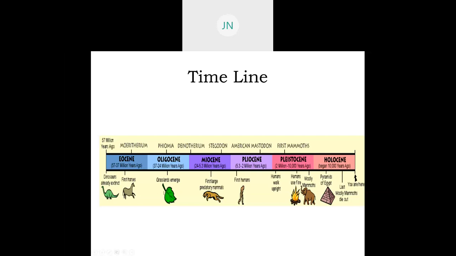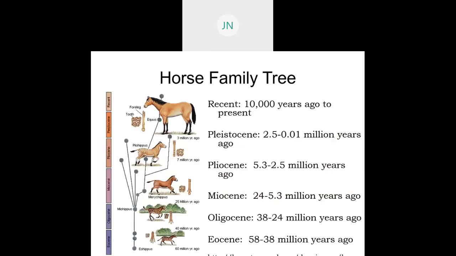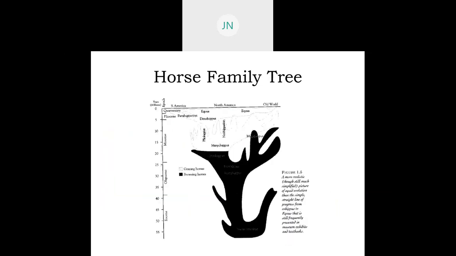And then the grasslands emerged. We had the first large predatory mammals come out, which helped make the horse run faster. And then humans came along, and woolly mammoths were there, the pyramids of Egypt. The last woolly mammoths died out, and then we're at the present day. So this is another example of our little timeline here. And then if you look at this, this is really a more realistic, although still much simplified picture of the evolution of the horse. It really isn't a straight line progress.